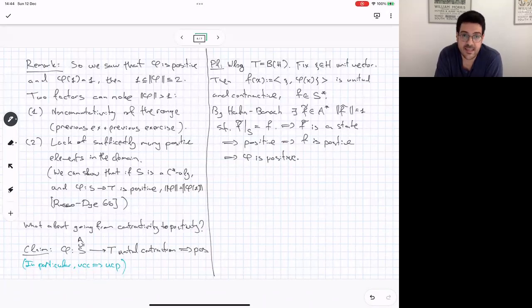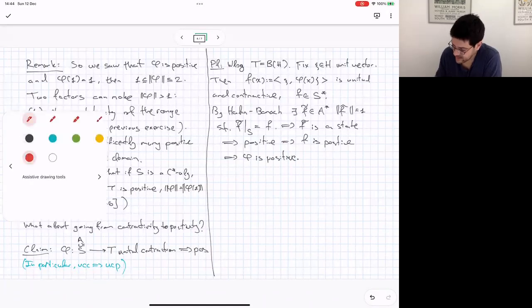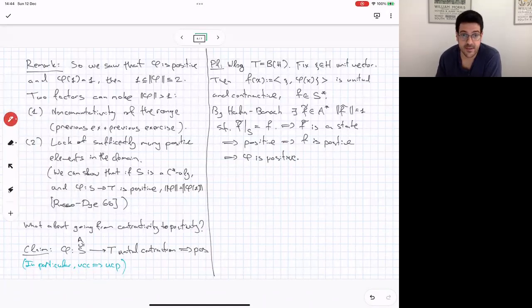So this was immediate only because all the hard work was done here. This is not an easy claim. All the hard work was done here. We already did this when we discussed states in C star algebras, when we proved the theorem that tells us that 2 properties of being a state are enough to imply the 3rd one. So if you're unital and contractive, then you're positive.